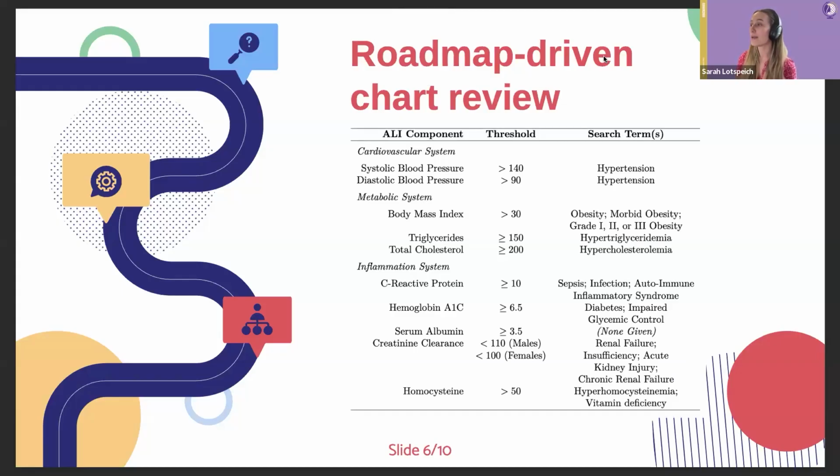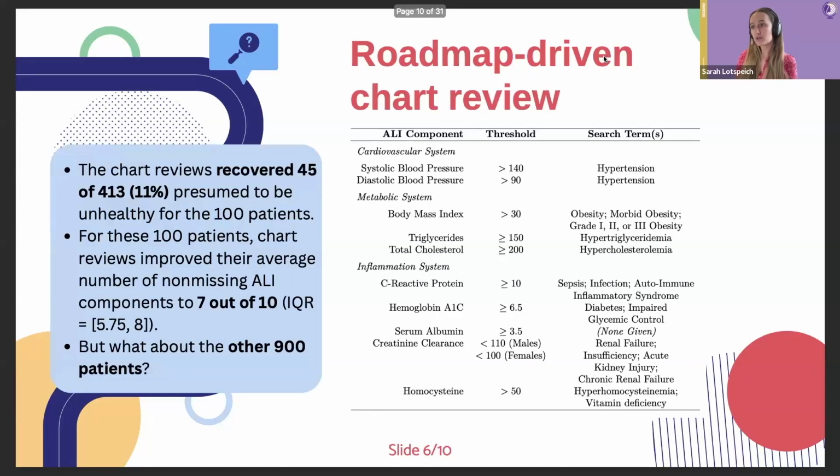We didn't have any for that one. And these are the 20 search terms, and we gave those to the clinical reviewers. With this roadmap, they recovered 45 of 413 missing components across those 100 patients. And with this, we did see an improvement in the average number of non-missing components among those 100 to 7 out of 10. But what about the other 900 patients?